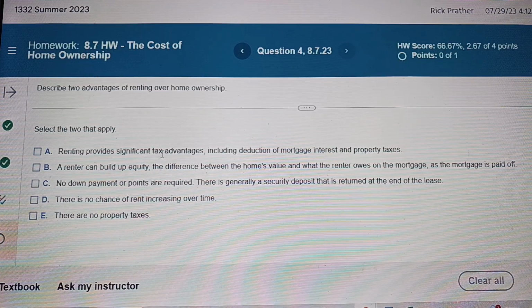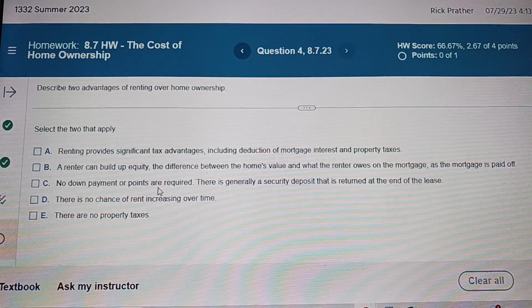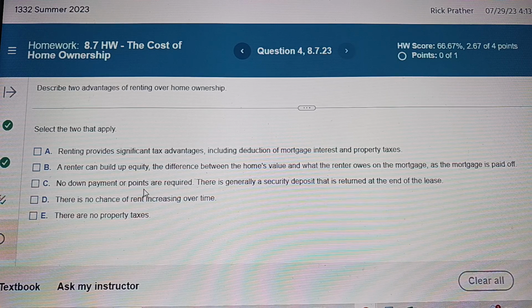Now, tax advantages happen to people that own their home, so there is no tax advantage to renting. Renting provides significant tax advantage. No, that's the other way around. Home ownership does. A renter can build up equity. No, that's a homeowner. See, these are advantages of home ownership. No down payment. See, that's an advantage of renting. And that was one thing that I said too, was you got to come up with this money and you might need to save for it for years till you can afford it. There's a down payment and then there's the points that the banks profit for doing all the paperwork and legal fees. So that's definitely true about renting, is you don't have to have a down payment or points.